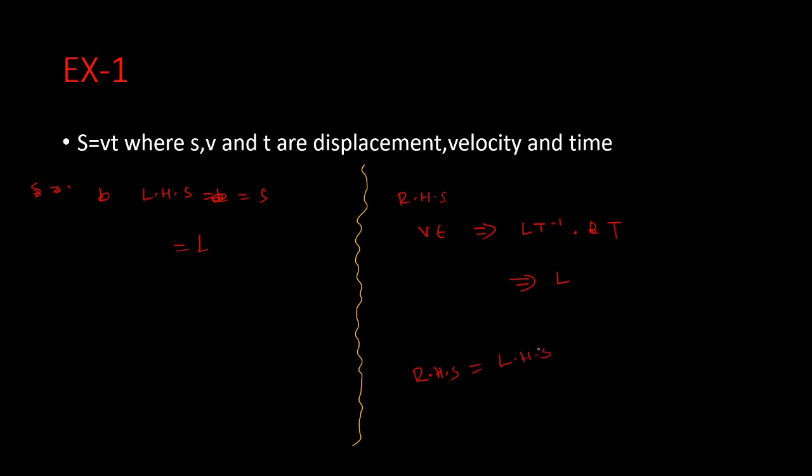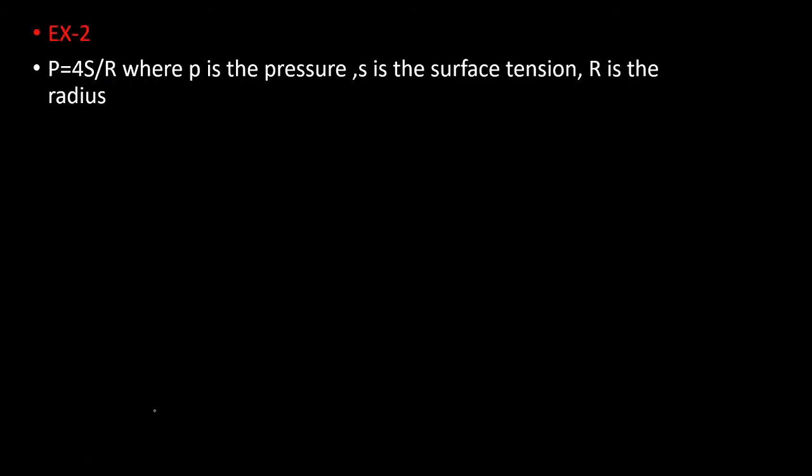I hope it is clear to all of my students. Okay, next, now P is given. P equals 4S by R, where P is the pressure, S is the surface tension, R is the radius. Clear? So now we have to find out whether this equation is correct or wrong.